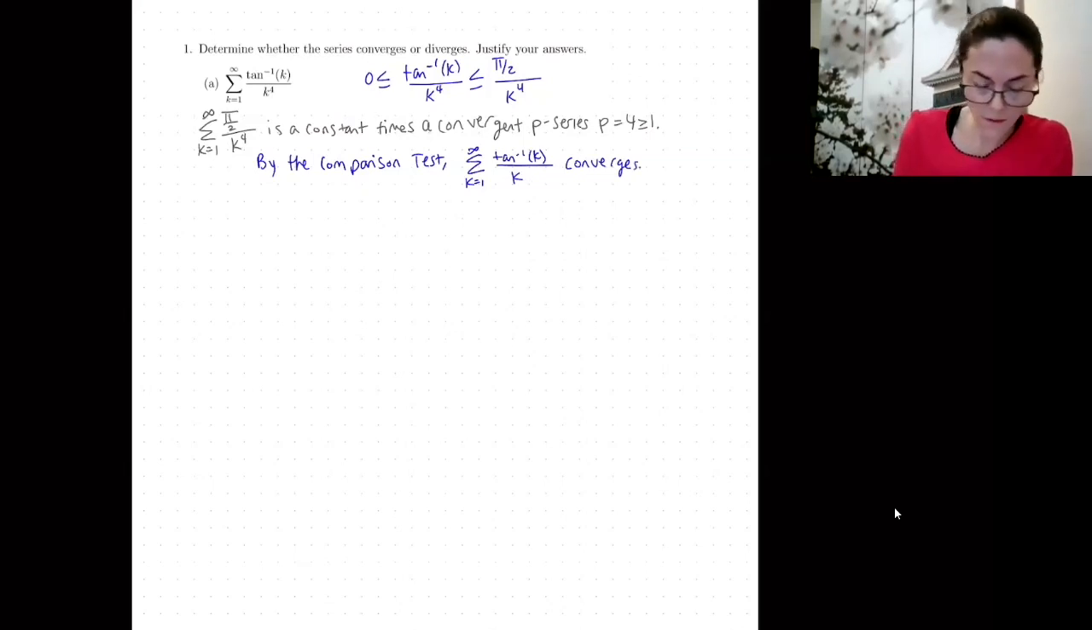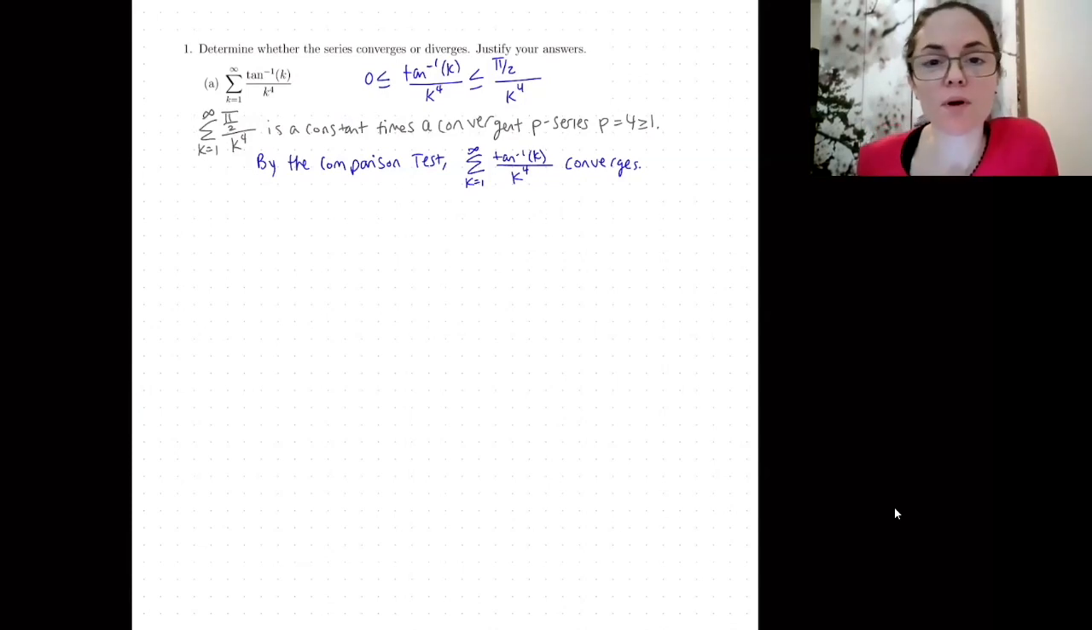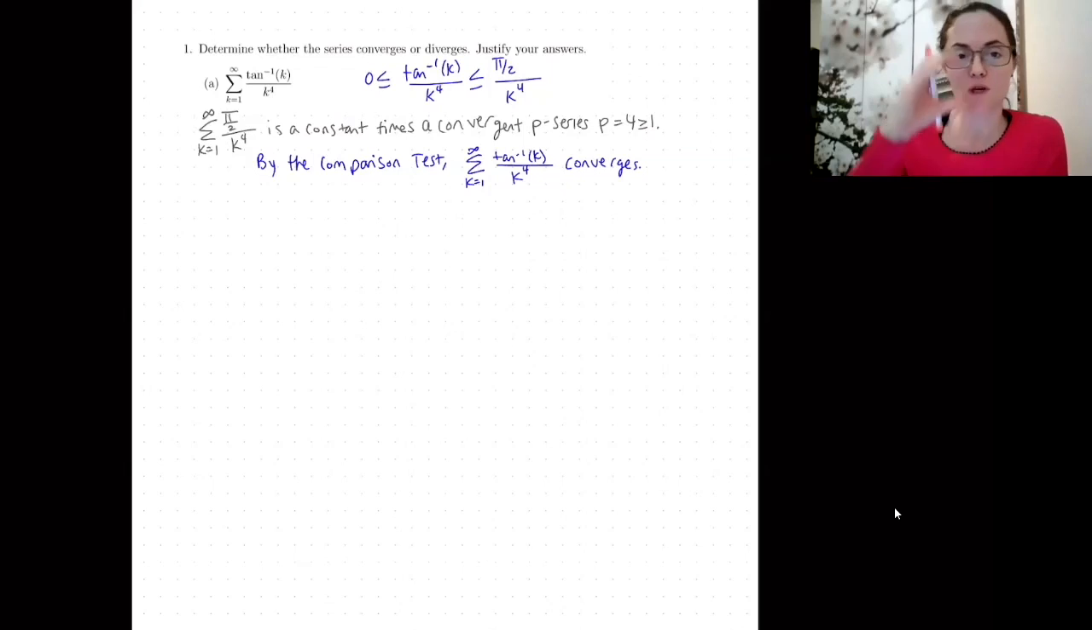Now, is this the only way you could have done this? Well, absolutely not. For example, you could do limit comparison with the P series 1 over k to the 4th. This would also work. If you took tan inverse k over k to the 4th divided by 1 over k to the 4th, took the limit as k goes to infinity, we would get pi over 2, which is positive and less than infinity. So limit comparison will work in this example also, but the way I have done it is fine.